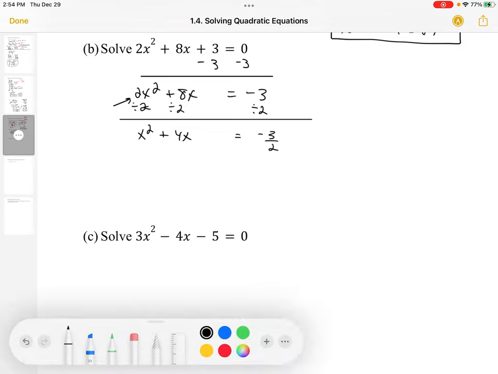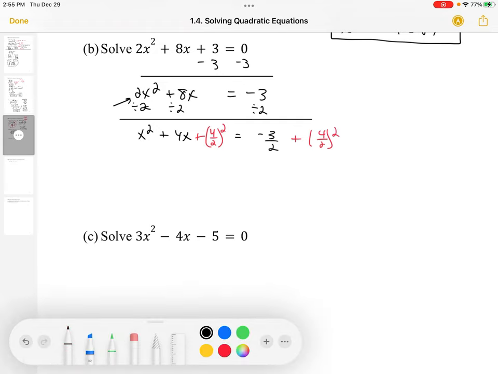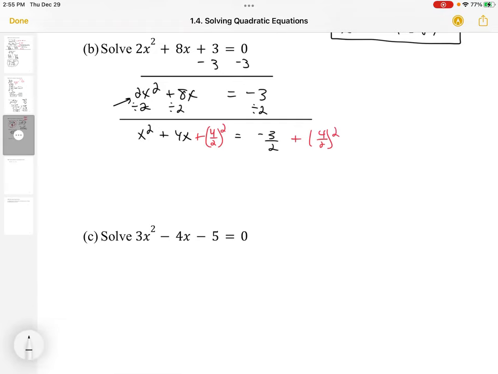Now we're going to complete the square. Remember, to complete the square, we're going to take that middle term, divide it by 2, and square it, and that's the number we're going to add to both sides. Take the middle term, divide it by 2, and square it. And now, on the left, we will rewrite this as x squared plus 4x plus 4. And on the right side, this ends up being negative 3/2 plus 4.